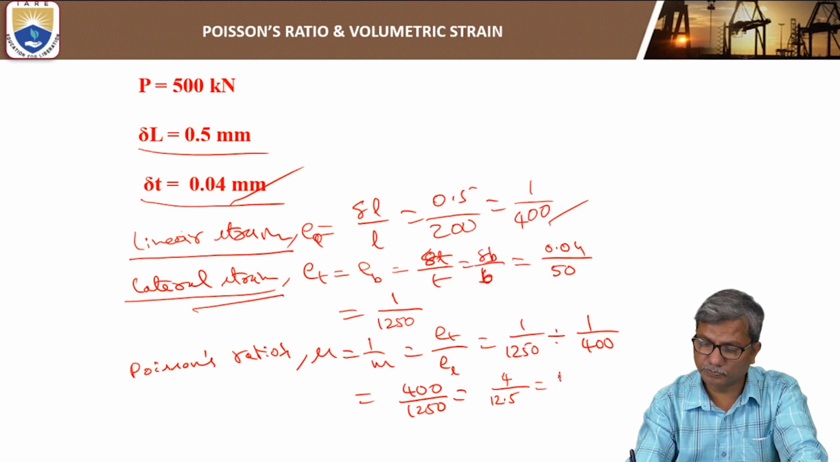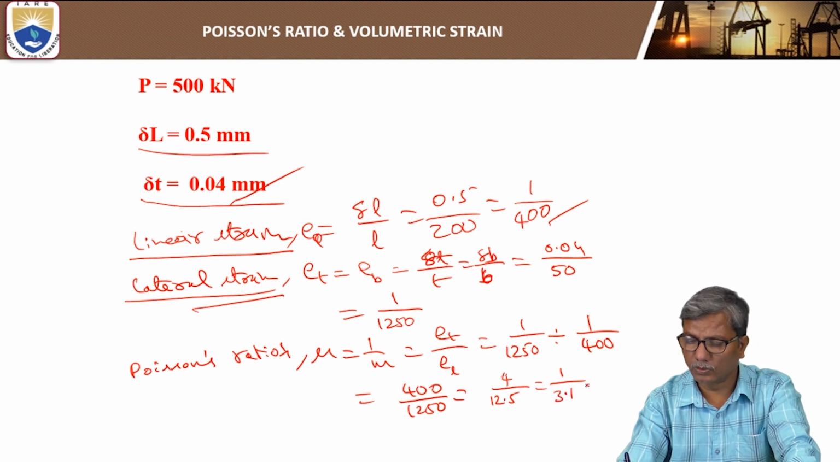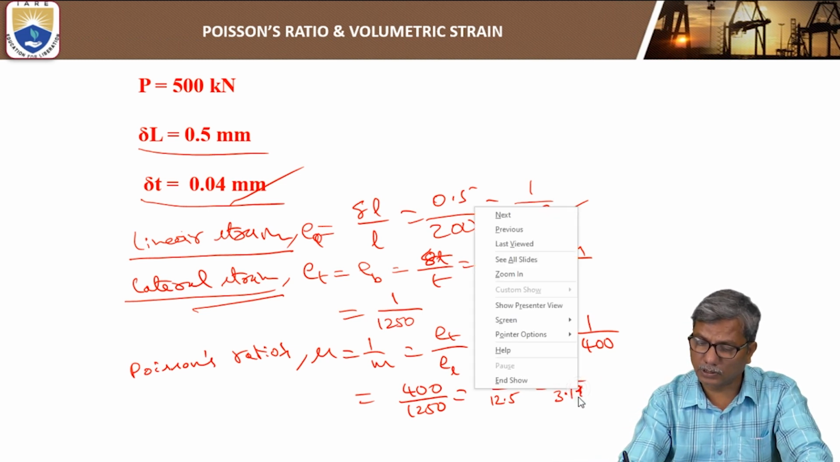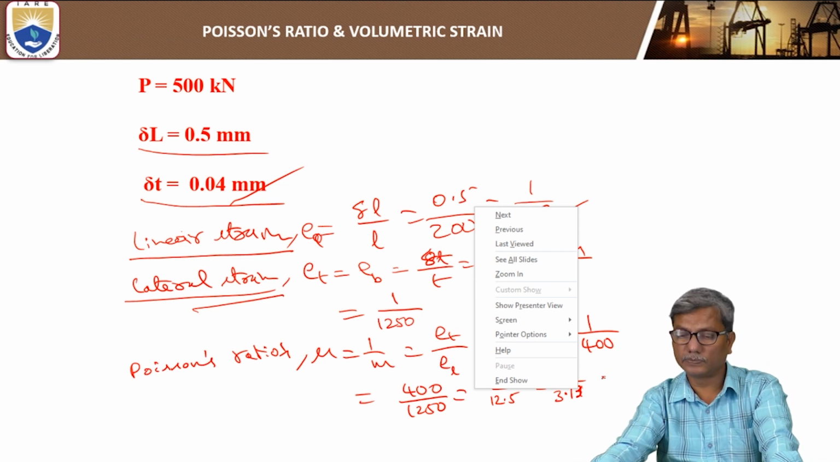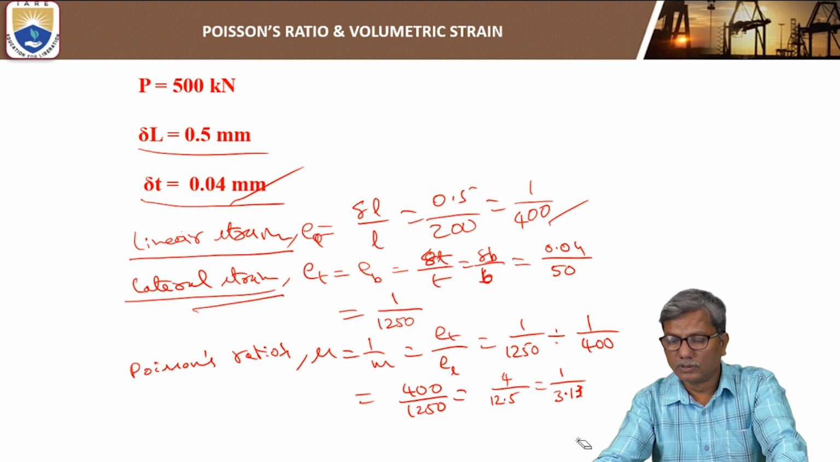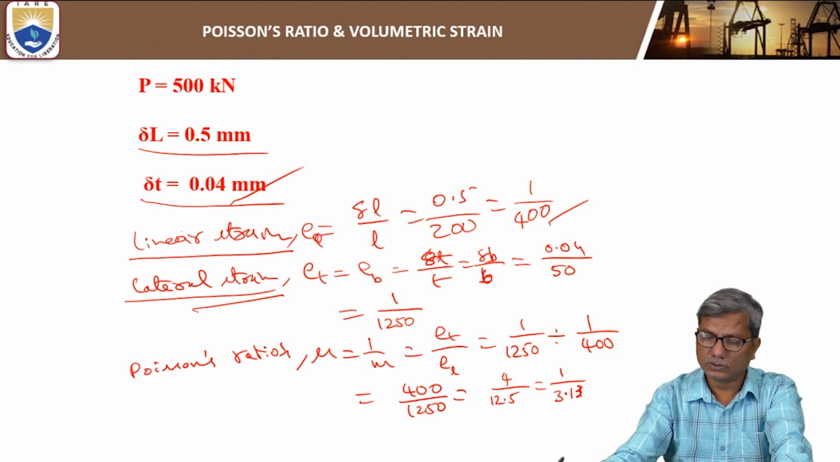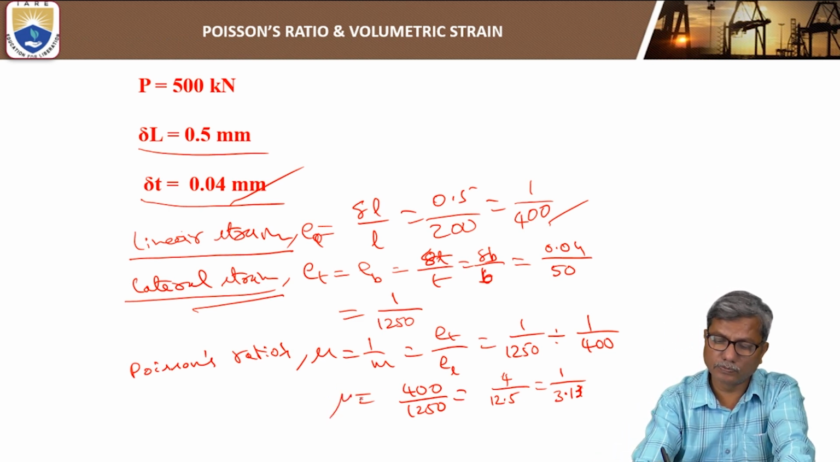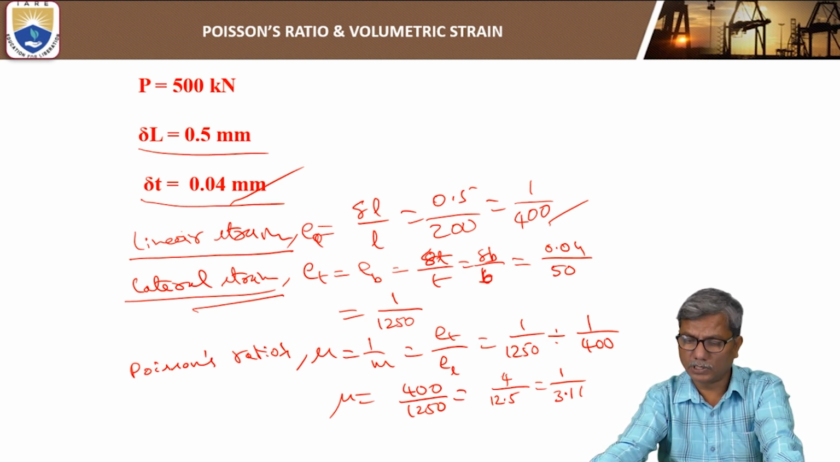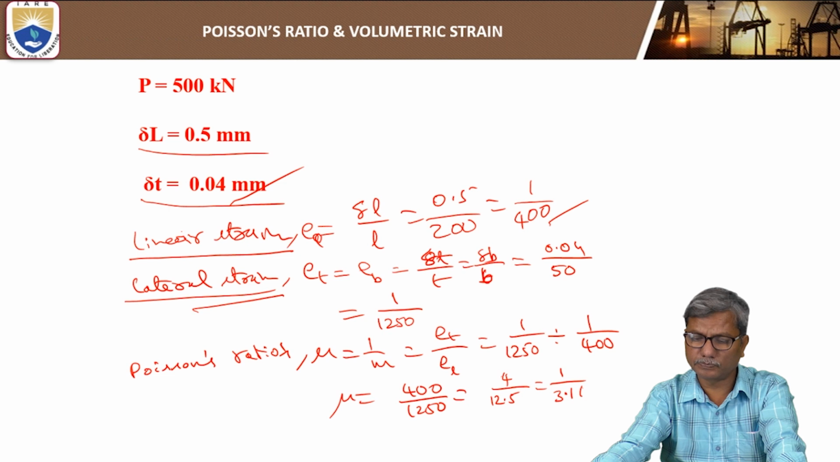1 by 3.13. Okay. So Poisson's ratio is 1 by 3.13.